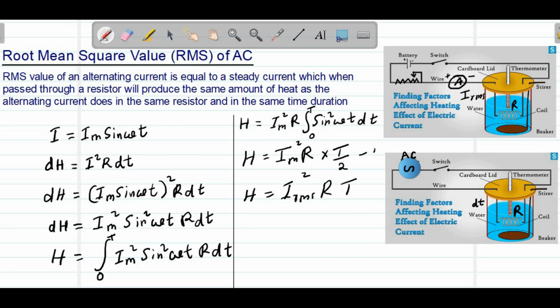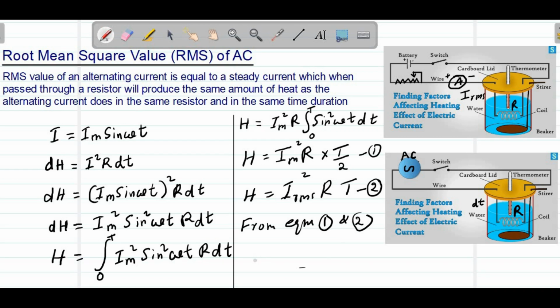Now these equations 1 and 2 represent the same heat energy produced. Equation 1 represents the heat energy produced in an AC circuit. Equation 2 represents the heat energy produced in a DC circuit. Both time periods taken are the same, and both the resistance values are the same. So we can say this DC current is called the RMS value of AC, that is having the same effect of the given AC.